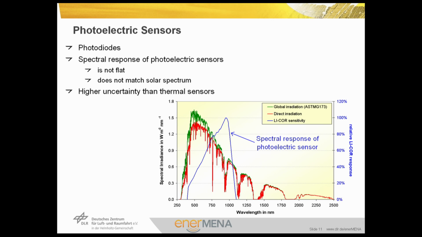We see three curves. The green curve for the global irradiation following ASTM G173. We see in red the direct irradiation, and in blue the Licor sensitivity is shown. As you see, in the blue part of the visible light, the Licor has a very low response. In the end, this leads to higher uncertainties for photoelectric sensors than for thermal sensors.